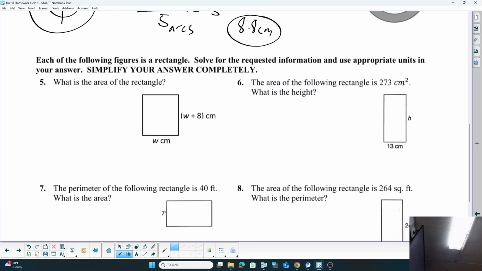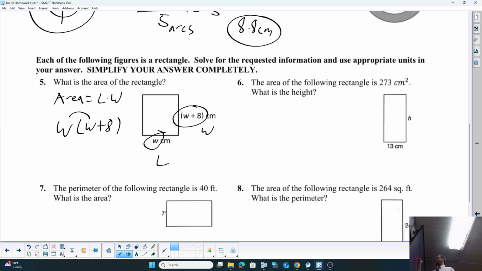Well, they have a width and a length. And so area of a rectangle is just basically length times width, not too bad. But it's very formula based there. So it's just going to be W times W plus 8. If we say that this is our length, this is our width, or the other way around would be fine. And so just W squared plus 8W is the area of the rectangle in centimeters squared.